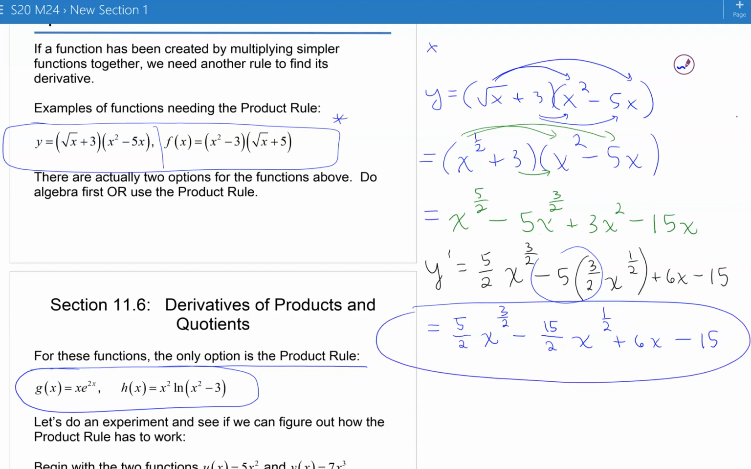Later in the lesson, we're going to do the derivative of this function using the product rule and see that they come out exactly the same. That's a big point: each function has one and only one derivative. If you do it two different ways, and there often will be two different ways, you can't get different answers. Each function has one derivative.